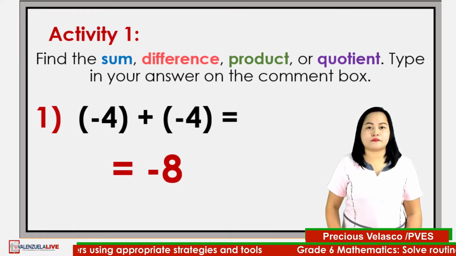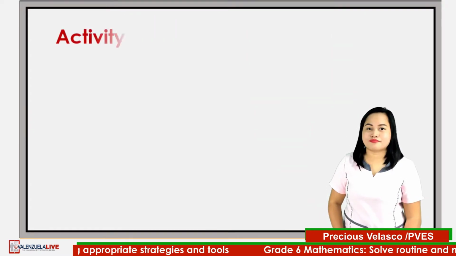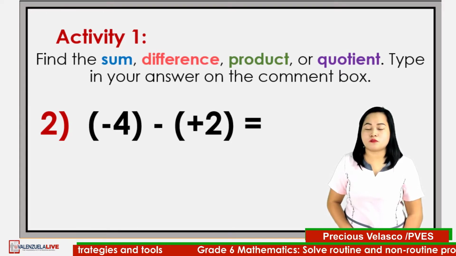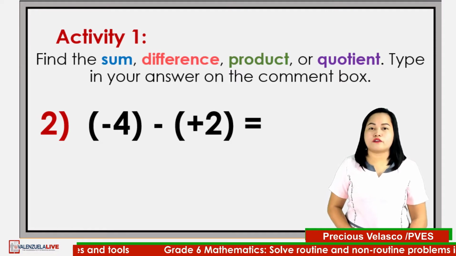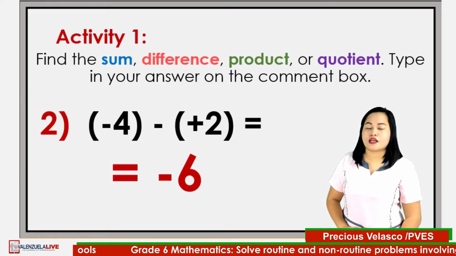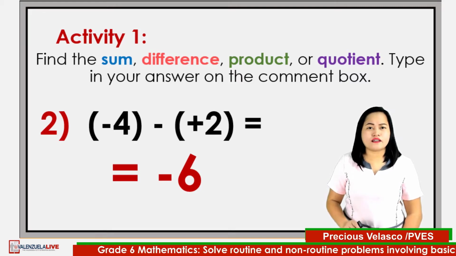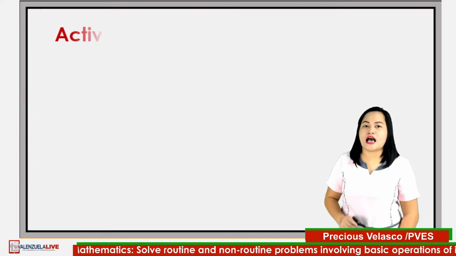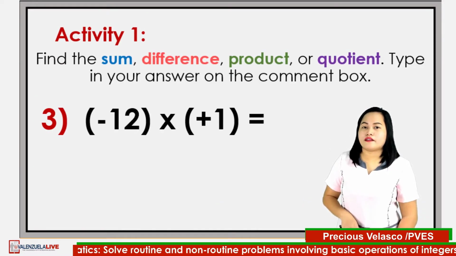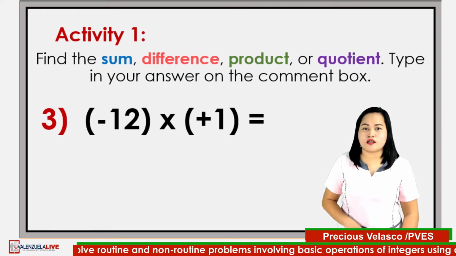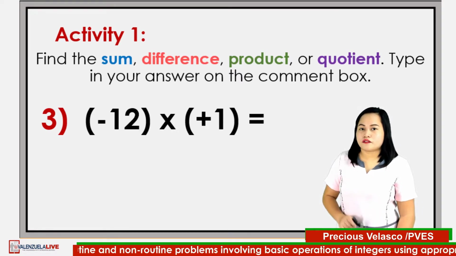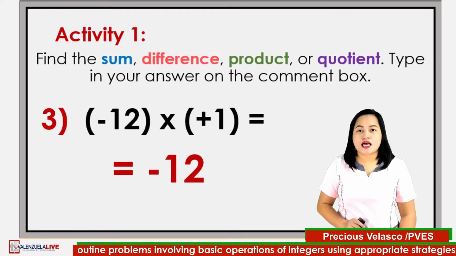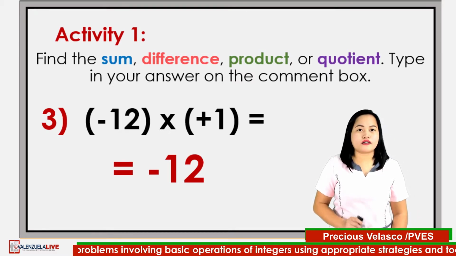How about for the second one? For the second one, we have negative 4 minus positive 2. So you are going to find the difference. If your answer is negative 6, then you are also correct. Next, the third one, we have negative 12 times positive 1. So you are going to get the product in this number. And if your answer is negative 12, you are correct again.